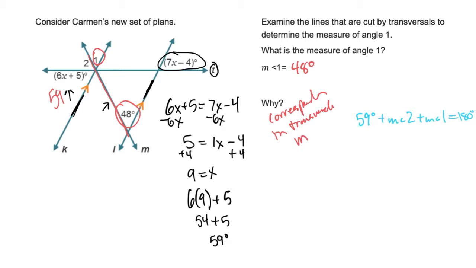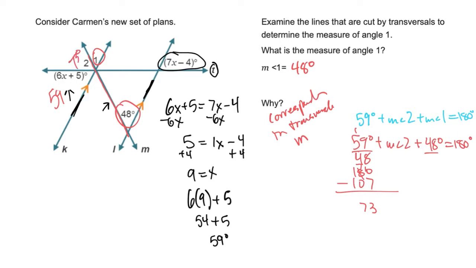I could figure out what measure of angle 2 is based off of this, which I don't know, maybe they'll use that same diagram later. But basically I would add those two up and subtract them from 180. So 180 minus 107 would give us 73, right? Yeah, so measure of angle 2, that would be 73 degrees. Just if you wanted to know.